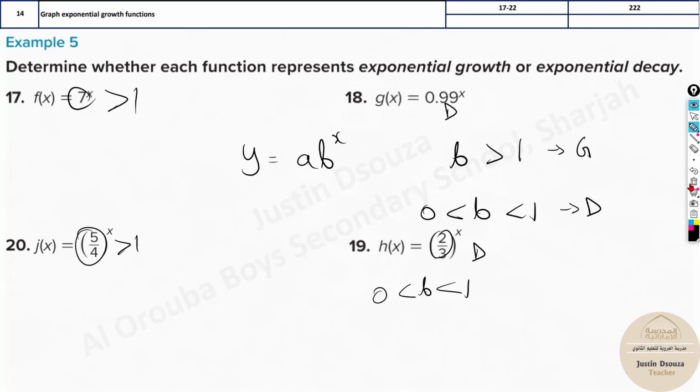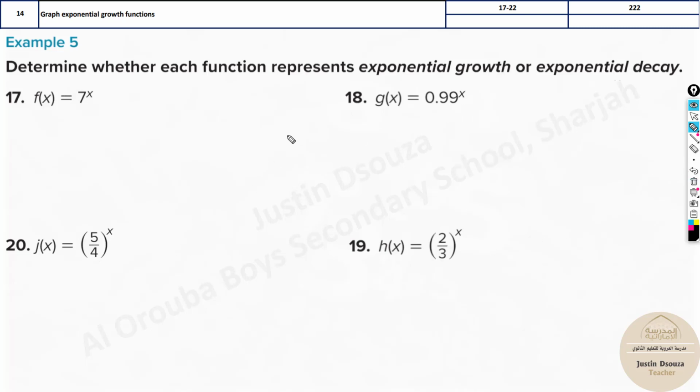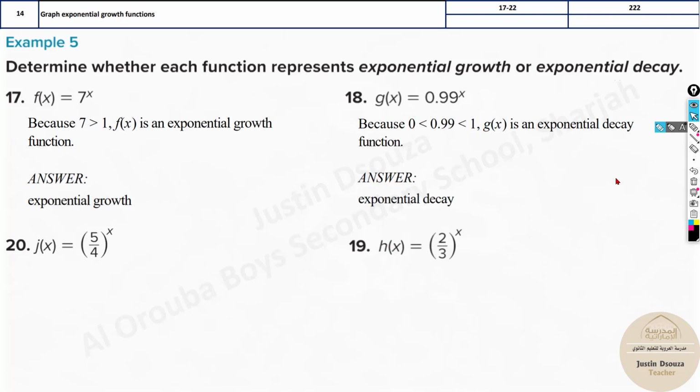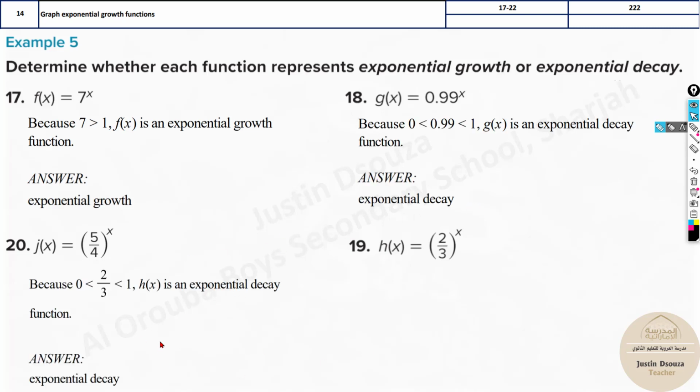But now I just want to make you think over here. What if we have f of x equals 4 times 0.5 to the power x? What is this? You multiply 4 into 0.5 and write 2 to the power x? This is wrong. Look, what is exponential? Only this part. What is having the power x? It is 0.5, so this is a decay. So just focus on where the power x is. That's the main thing. Now you will see over here, growth, decay.